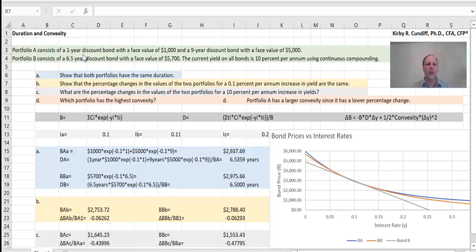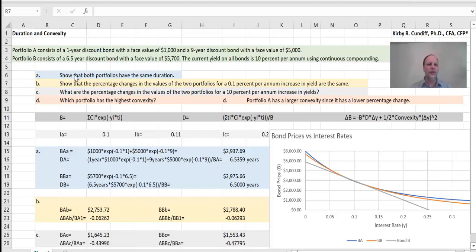Portfolio A consists of a one-year discount bond with a face value of $1,000 and a 9-year discount bond with a face value of $5,000. Portfolio B consists of a 6.5-year discount bond with a face value of $5,700. The current yield on both bonds is 10% per annum using continuous compounding.